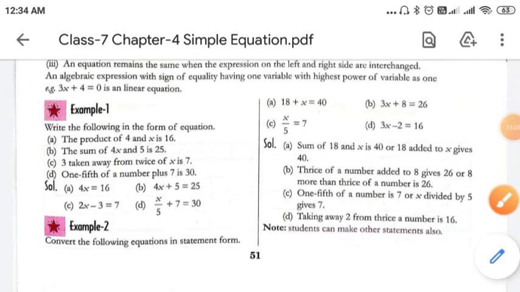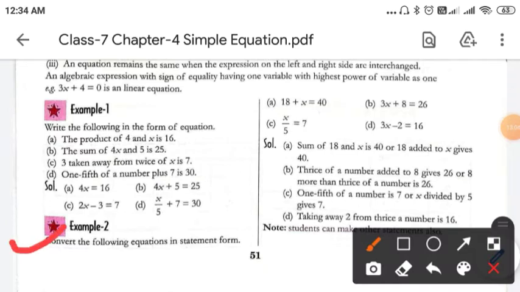Next one is example number 2. Here we have to convert the given equation into a statement. It is just opposite of example number 1. Here we have a given equation and we have to convert this equation into a statement. So first one is 18 plus x equal to 14. So 18 plus x equal to 14 means here the variable is x and 18 is added to x.